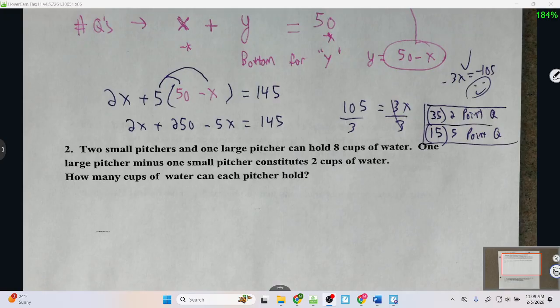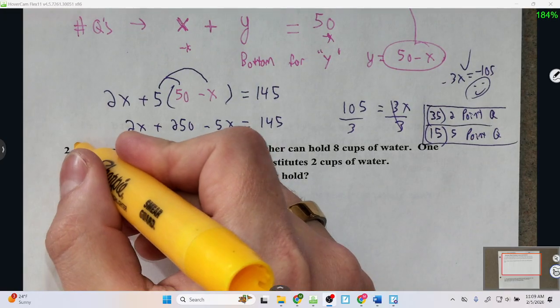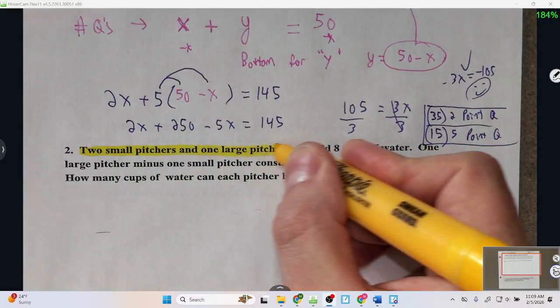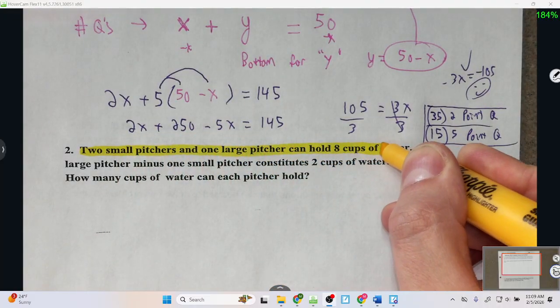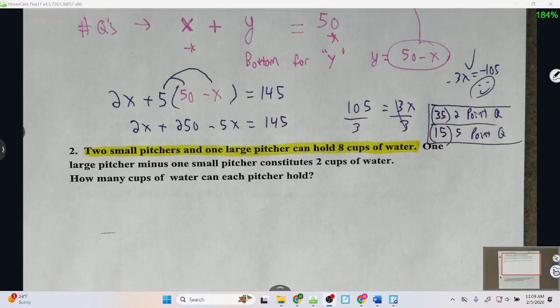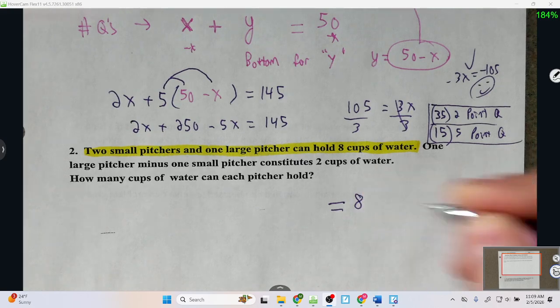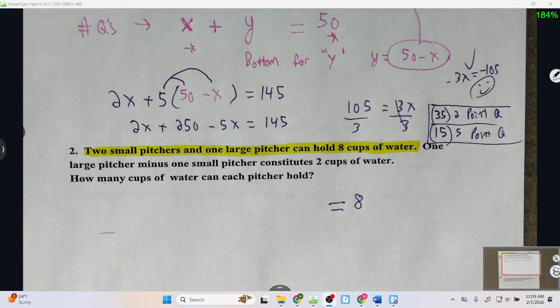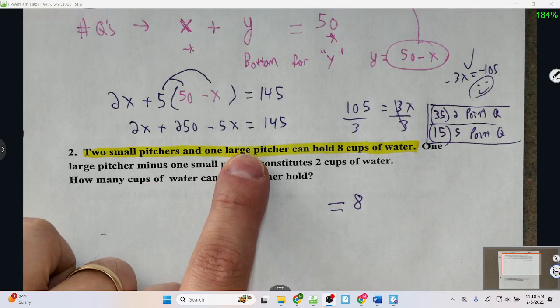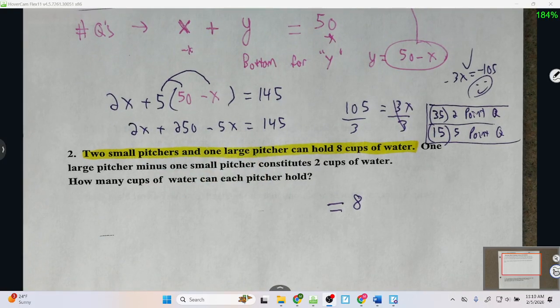But it's okay. 2 small pitchers and 1 large pitcher can hold 8 cups of water. So that reaches a total of what? A total of how much water? Thank you. The answer came: 8 cups. Only took me a few times to ask. 2 small and 1 large. How would you like to define the variables? Would you like to use x and y? Would you like to use s and l, a and b?